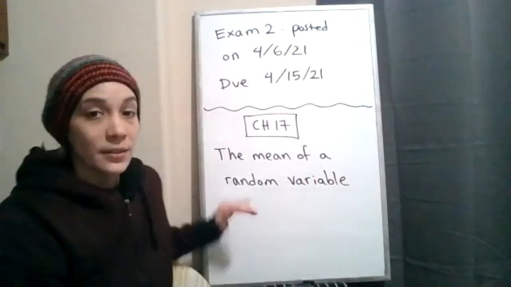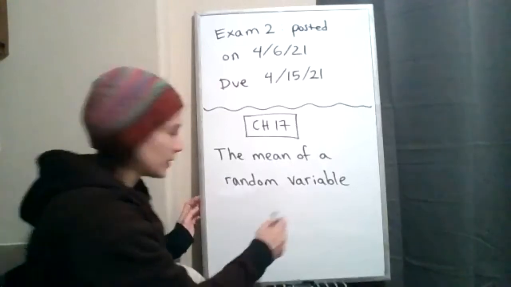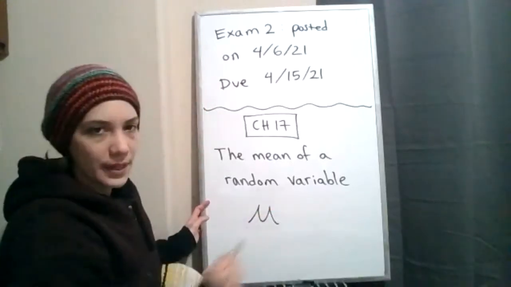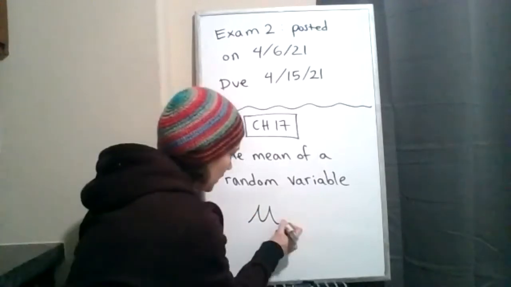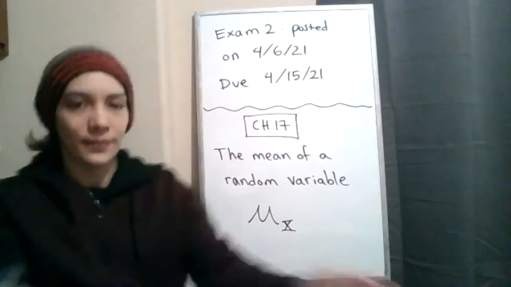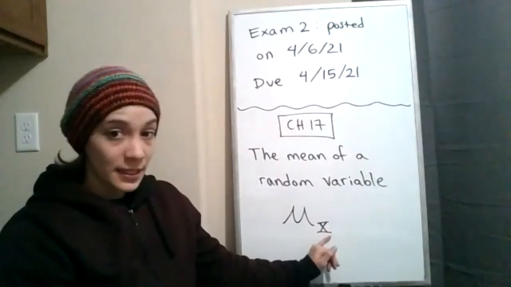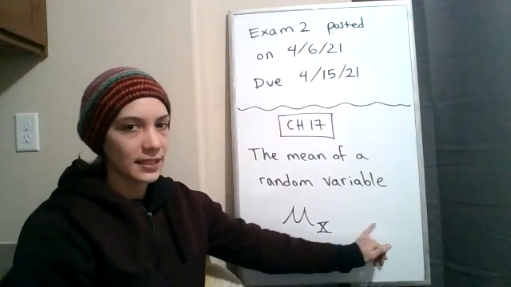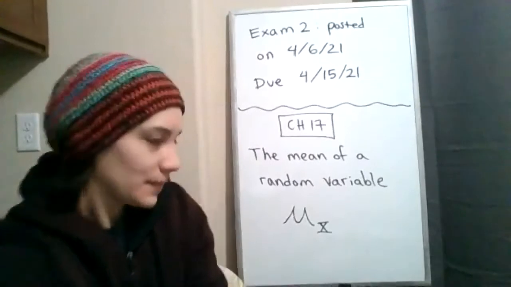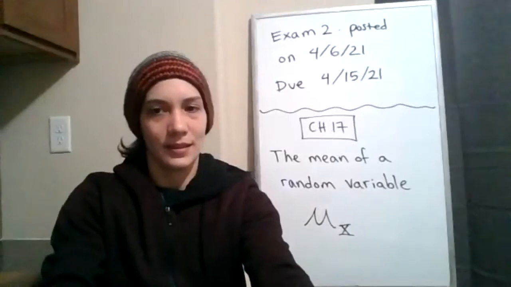Okay, we defined a random variable, and we talked about the mean of a random variable, and its symbol is mu sub x. Sometimes just mu, but I'm going to put subscript x. This is equal to the sum of all x times p of x.